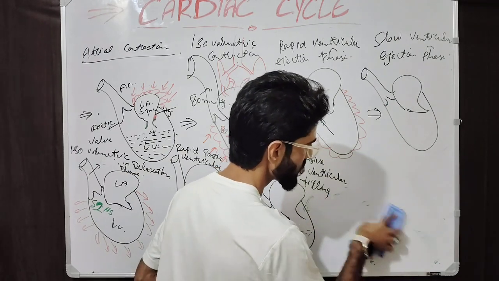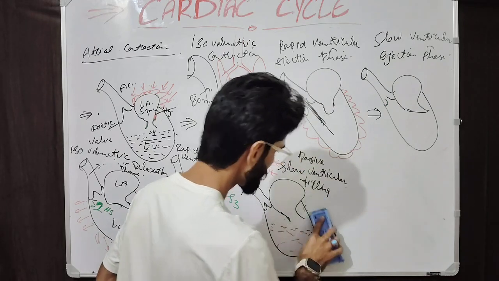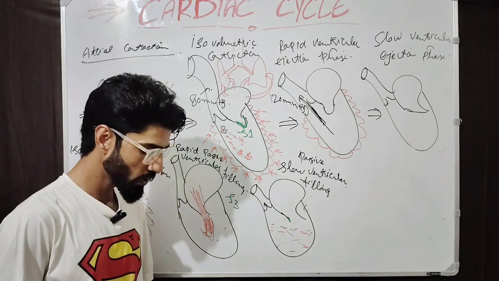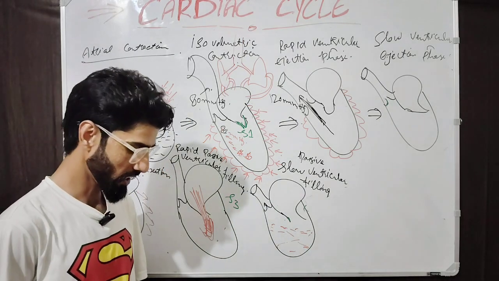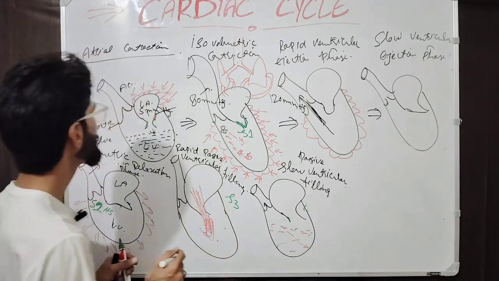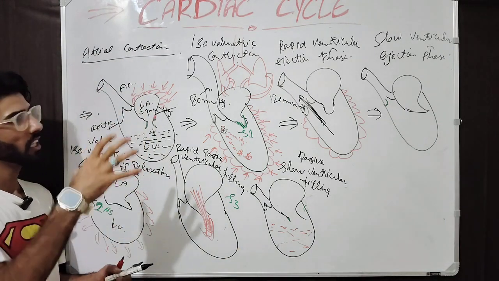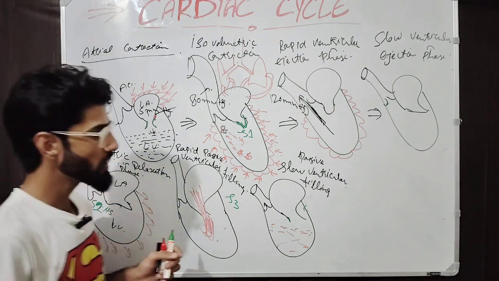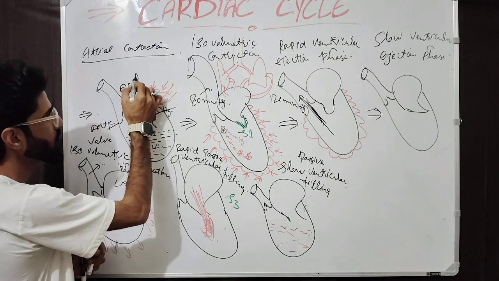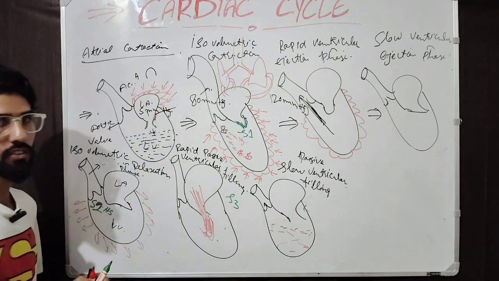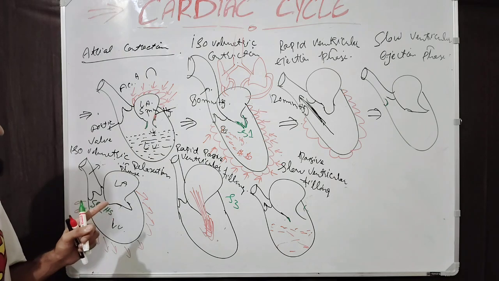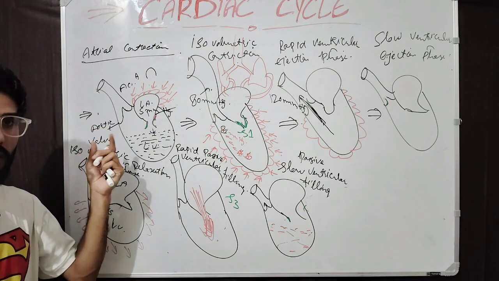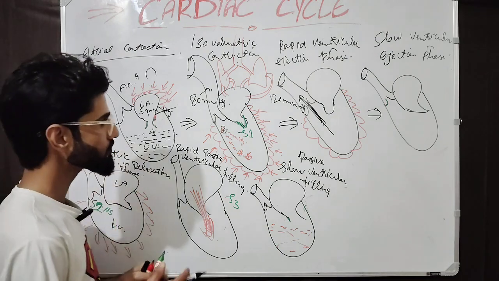I hope this is clear to everybody. Okay, so there are three waves which are produced during the cardiac cycle. One is the A wave. During atrial contraction, when the left atria contracts, it will produce which wave? A wave. So the A wave is a pressure wave during left atrial and right atrial contraction.